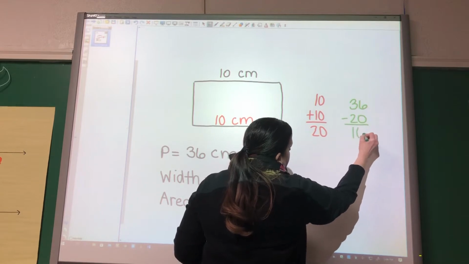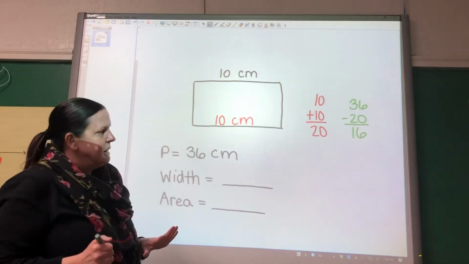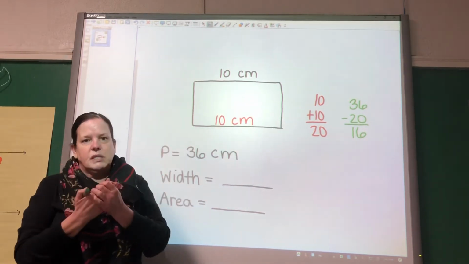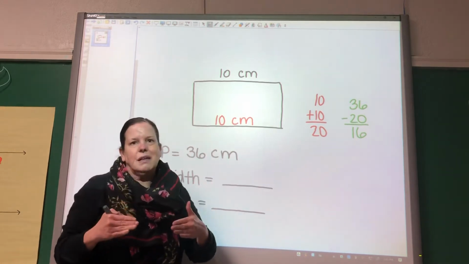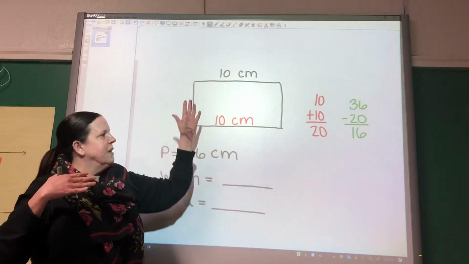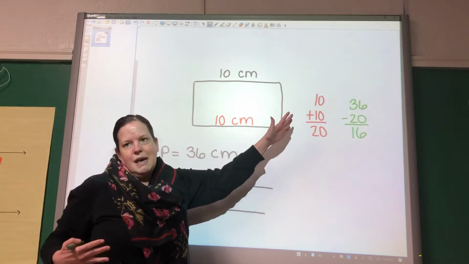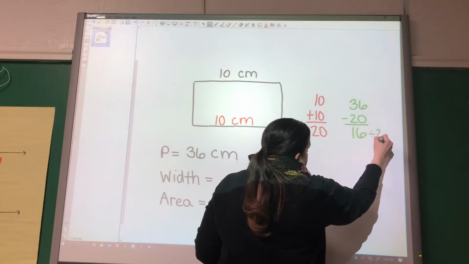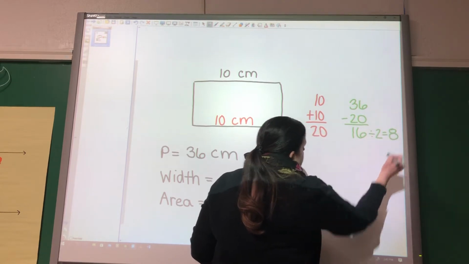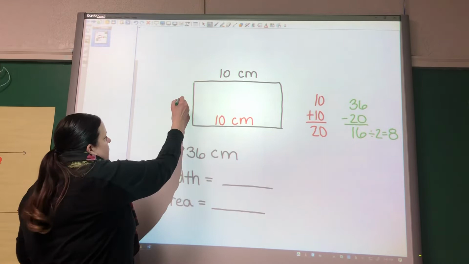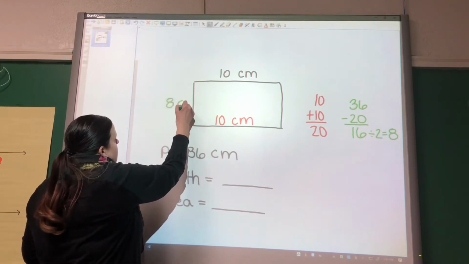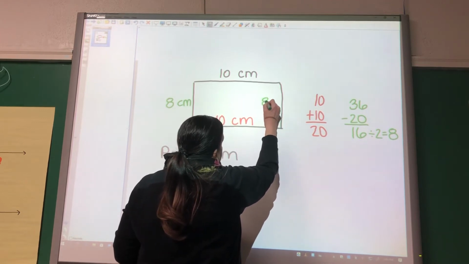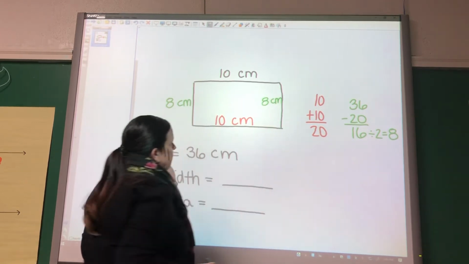Okay, we don't have to do any borrowing. So when we subtract that, we get 16. So these 2 sides right here together will equal 16. We also know these 2 sides are exactly the same. So essentially, one side is half of 16, the other side is half of 16. So we divide our 16 by 2, we get 8. So this side is going to be 8 centimeters, and this side is going to be 8 centimeters.